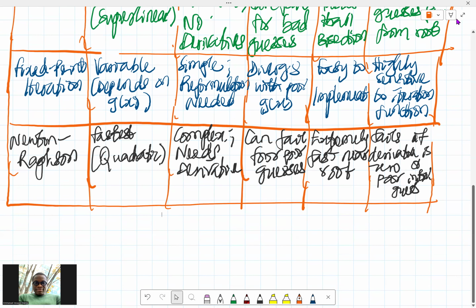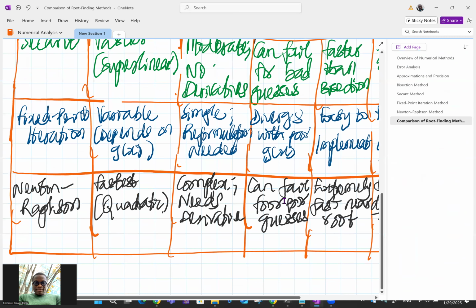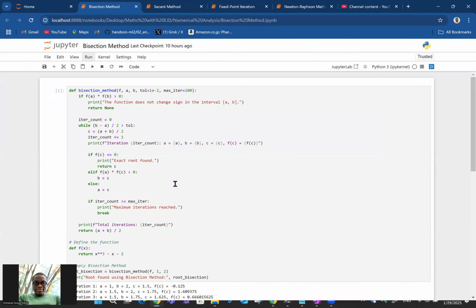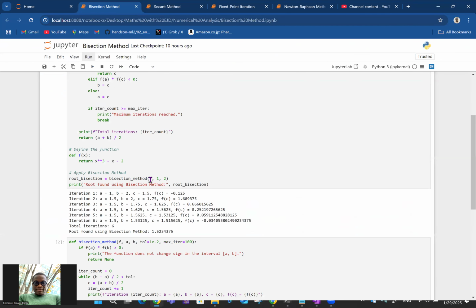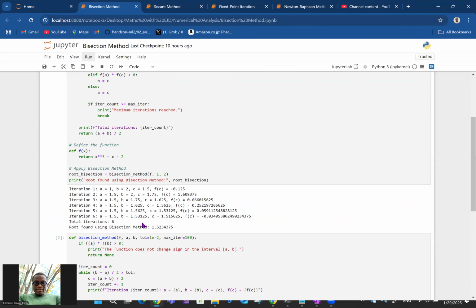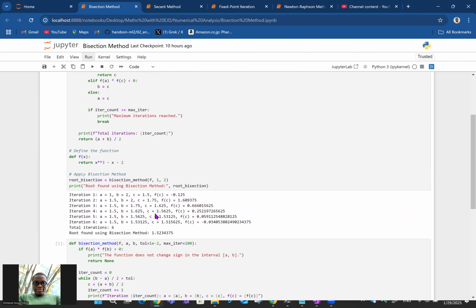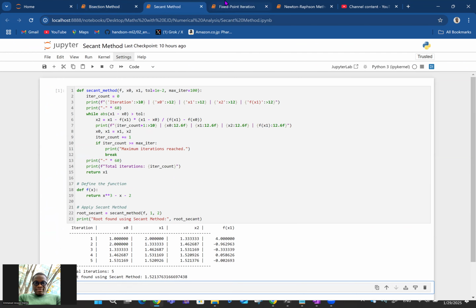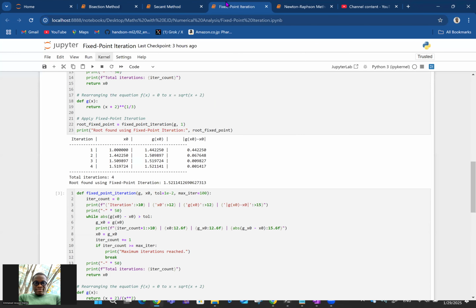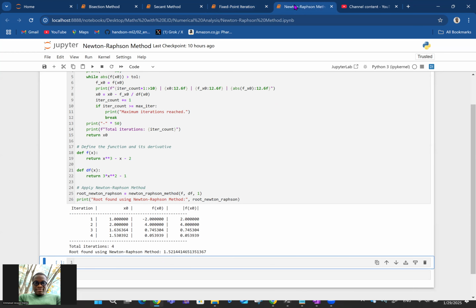Okay, I guess we can visit the code now, just to see the speed of convergence at least. So first of all, if you look at the bisection method, the result is implemented in 6 iterations. Of course, I've made sure the tolerance level is the same for all of them. Secant does it in 5 iterations. Fixed point does it in 4 iterations. So you can see secant is faster than bisection. Fixed point is faster than secant. Then Newton-Raphson also does it in 4 iterations.